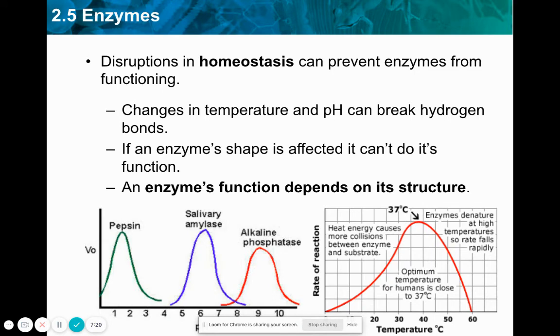And if that is changed for some reason, then the enzyme will no longer be able to function. So to summarize, what I'm trying to say here is that enzymes are super sensitive to changes in temperature and pH. If the ideal or optimal temperature and pH changes for that specific enzyme in the body, it will no longer be able to do its job because its shape, its structure, will be ruined.